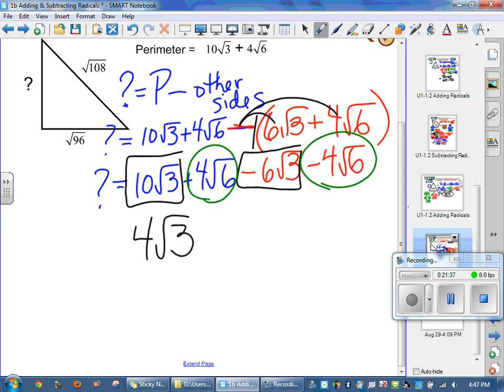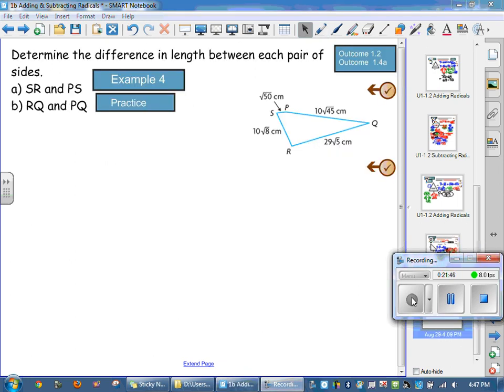Our last example here wants us to find the difference in the length between each pair of sides. So difference means subtract. So what I'm going to do here is subtract these sides, SR and PS. So I know SR is 10 root 8 centimeters, and PS, I know, is root 50 centimeters.